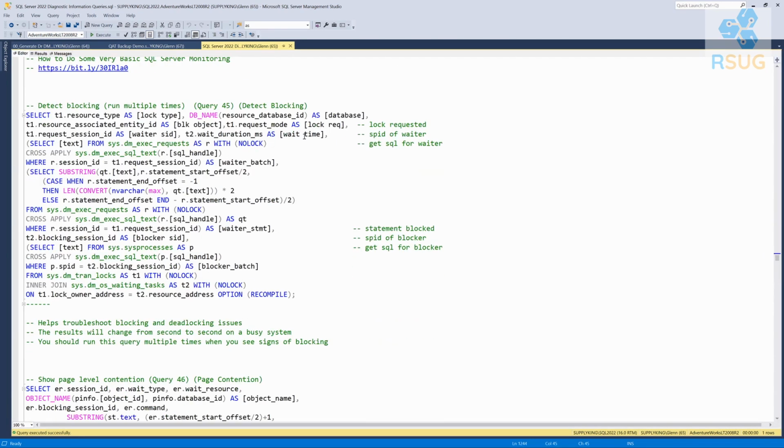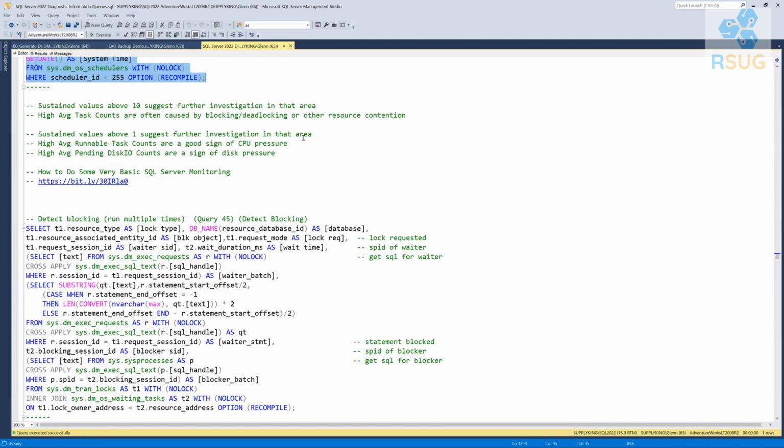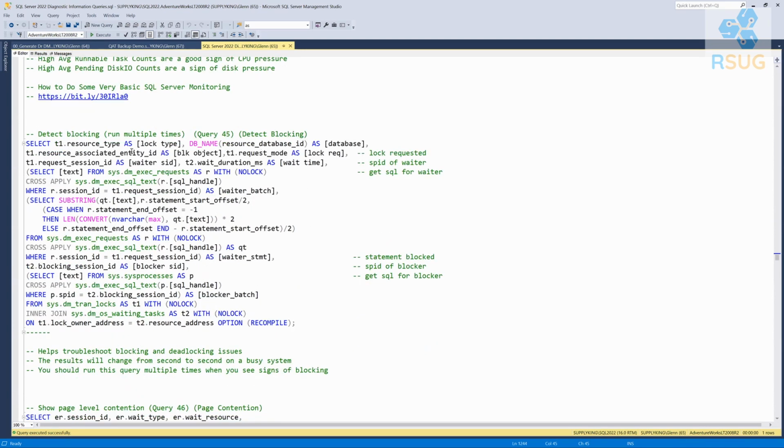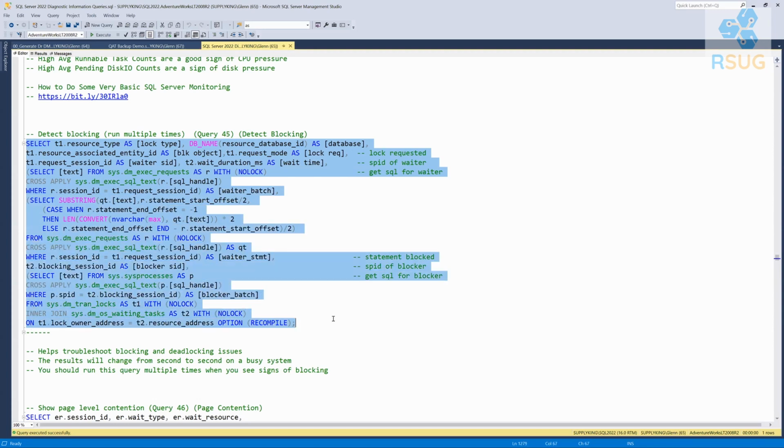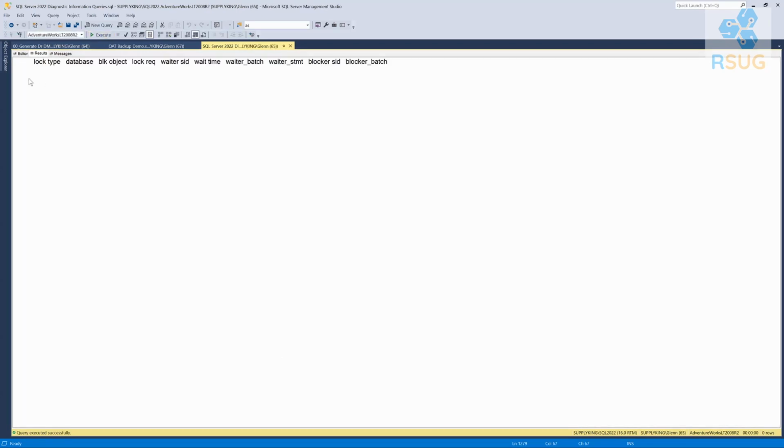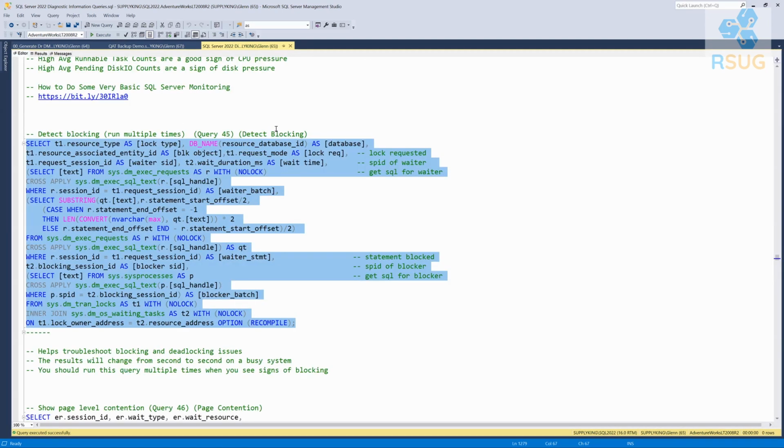Okay. And then if you did see those high average task counts, the next query in the set is very useful to detect any blocking that's happening right now. And you'll have to run it multiple times, because sometimes you'll see some blocking and you run it and it goes away. But if you run it and you keep seeing the same thing, it'll show you which database and which statements and what resources are involved. So that helps you start to look into that.